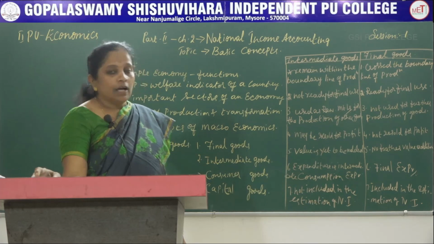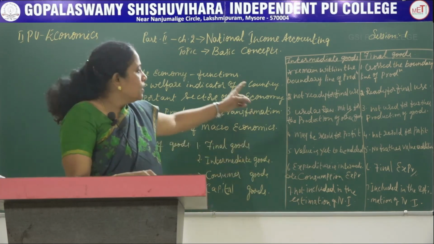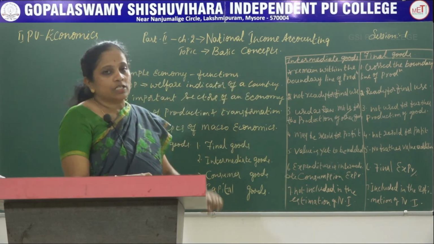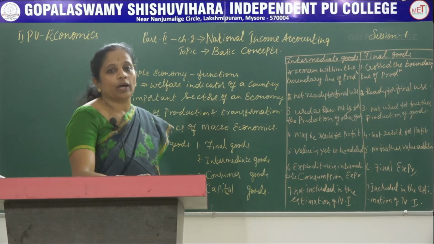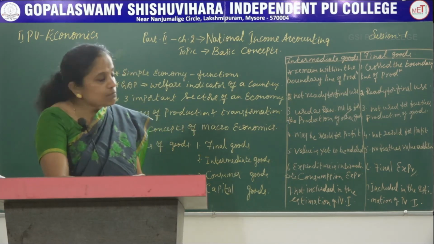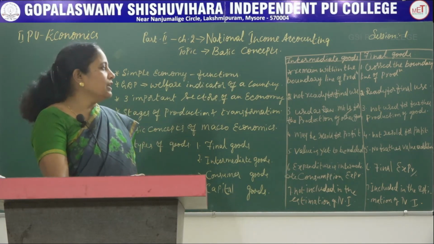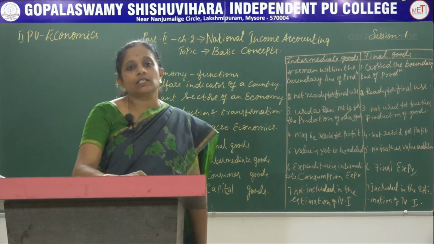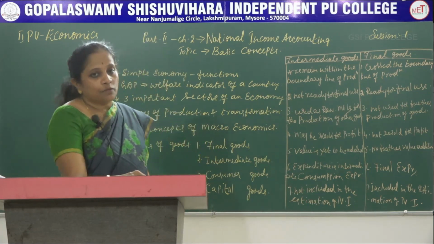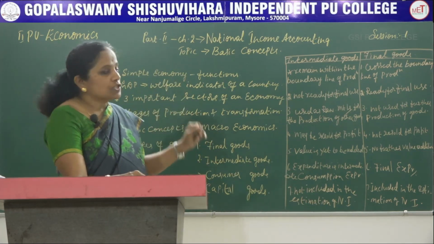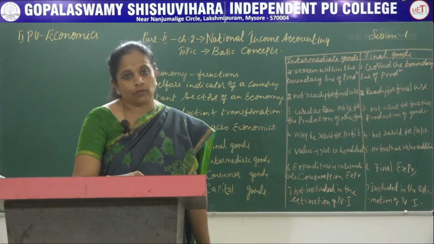So, with this I have taught you about intermediate goods and final goods, and I hope you have all understood the difference between them. In our next session, let us discuss a few more types of goods in this national income accounting calculation.